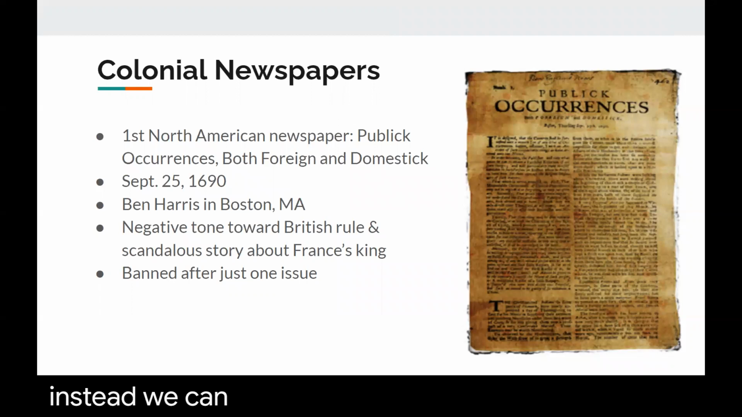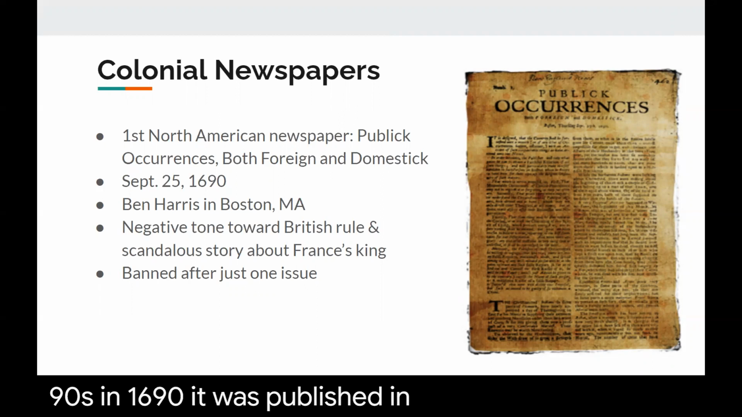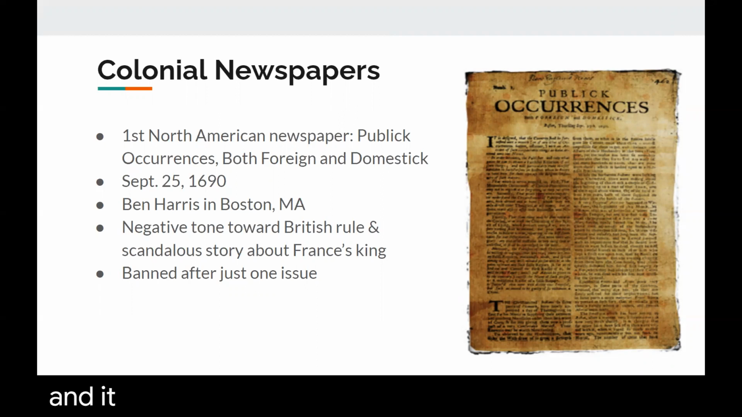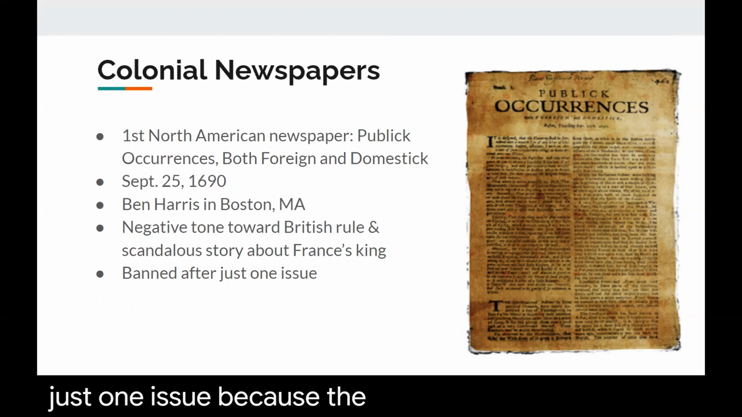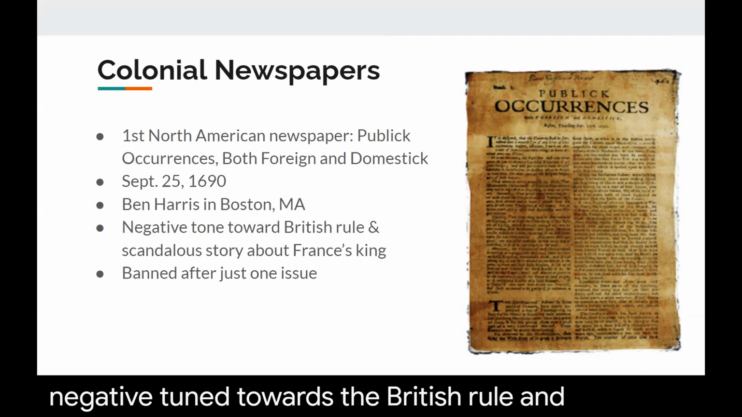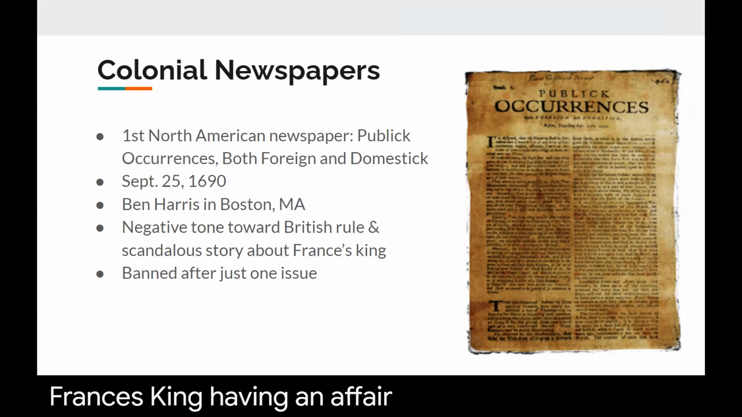So instead, we can look at American journalism, and the first North American newspaper was actually Public Occurrences, Both Foreign and Domestic, in 1690. It was published in Boston by Ben Harris, and it was very short-lived. In fact, it was banned after just one issue because the newspaper took a negative tone towards the British rule and printed a very scandalous story about Francis King having an affair. And so it was a very short-lived publication, but one that would kind of set the stage for American journalism.